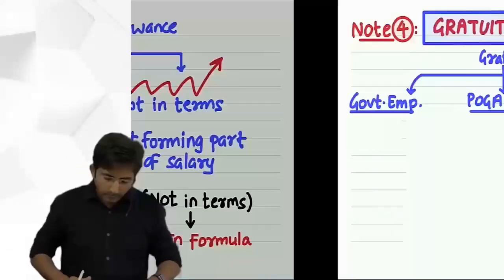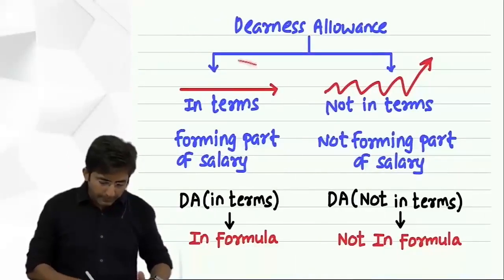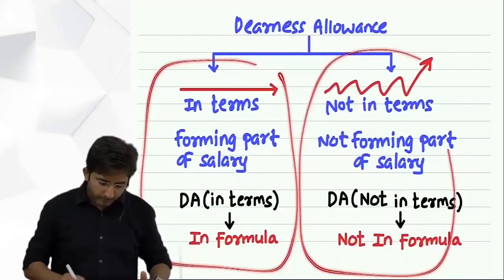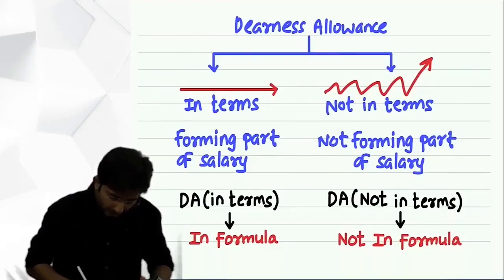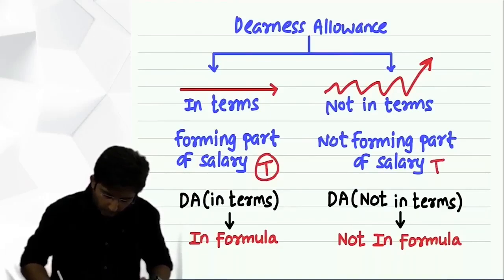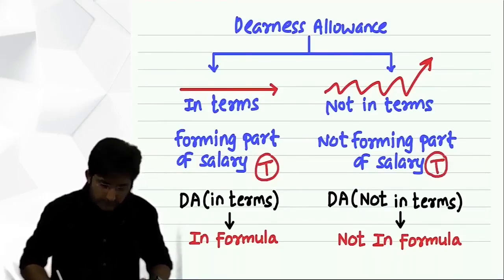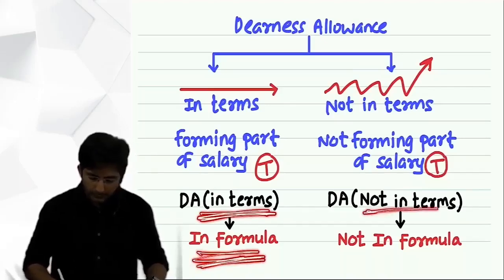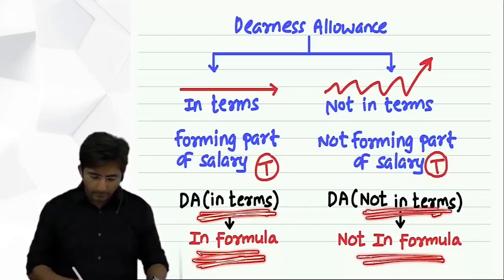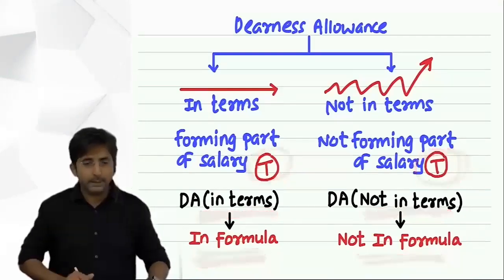Okay. So these are the 2 types of DA. I'll do one thing. For both I will write: this is also taxable. Both are taxable in nature. Taxable means both you have to write in the main statement. But this one is in terms, it will come in the formula also. This one is not in terms, not in formula. But both are taxable. Okay.